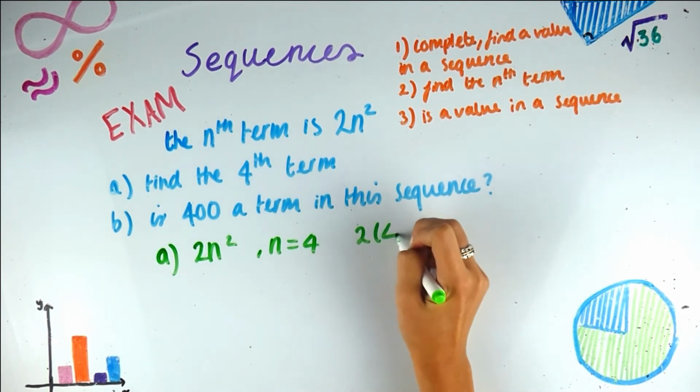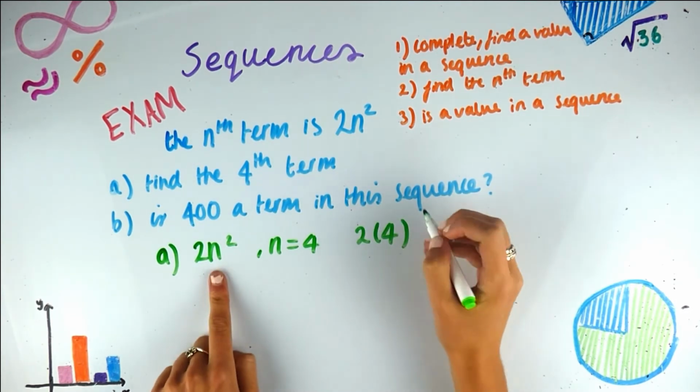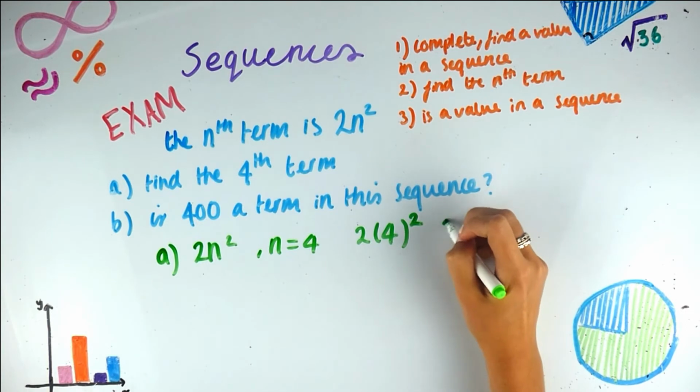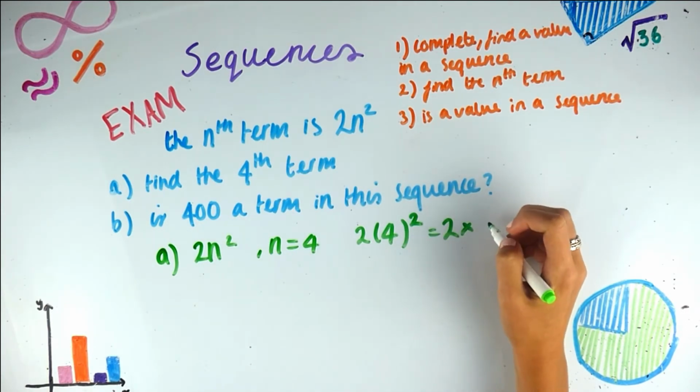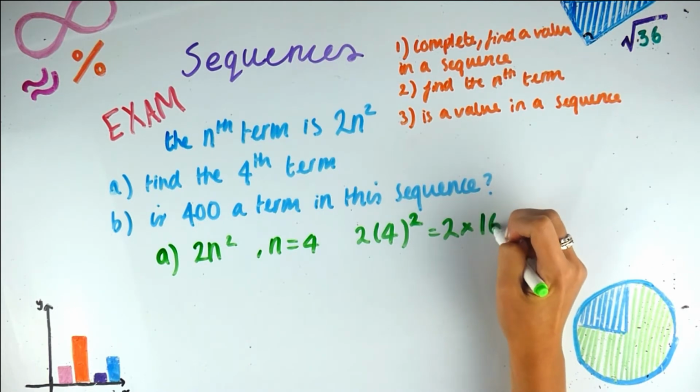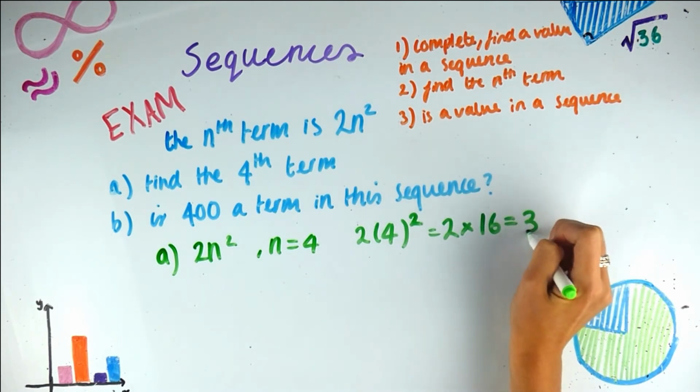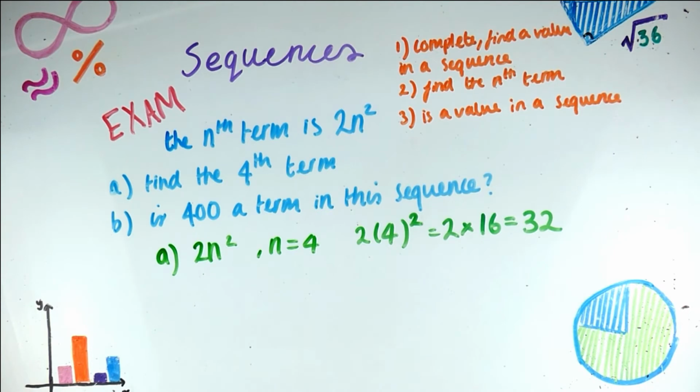So we're going to substitute our n as 4, don't forget to square it. So we've got 2 times 4 squared, which is 4 multiplied by itself. 4 times 4 is 16, and 16 times 2 is 32. So that is our 4th term of the sequence.